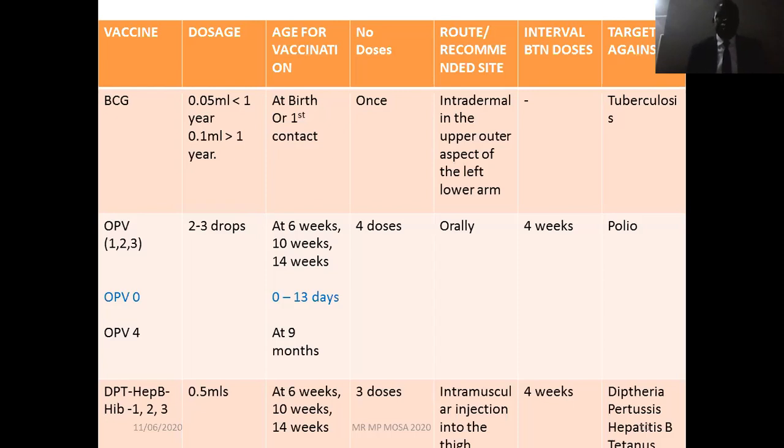Another vaccine that is supposed to be given to the children is DPT-HepB-Hib. The dose is 0.5 mls. It is given at 6 weeks, 10 weeks, and 14 weeks. Someone has to get 3 doses. The route is intramuscular injection into the thigh, and it has to be given at intervals of 4 weeks. So this DPT-HepB-Hib is given to prevent someone from diphtheria, pertussis, hepatitis B, as well as tetanus.